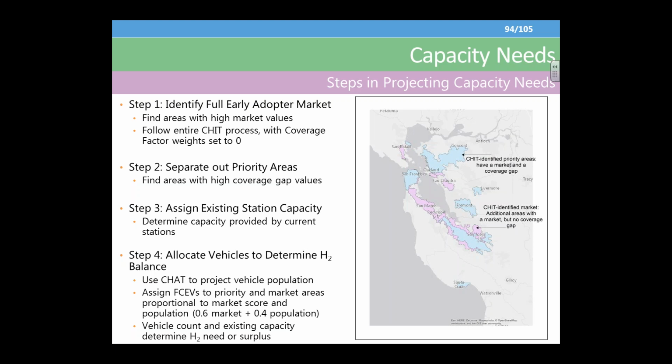And so what we do is we take the projection for the vehicle count, and we take that existing capacity. We make assumptions for VMT in the year according to MFAC. We make simple assumptions for how many kilograms are utilized in a day on average by any vehicle, and then we determine what is the hydrogen need or surplus in those areas.